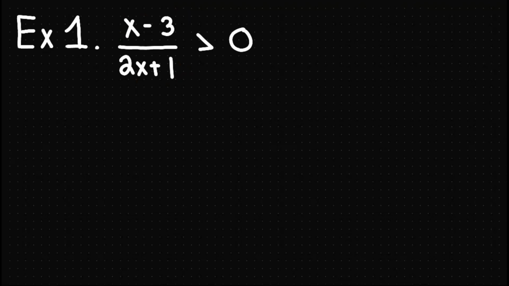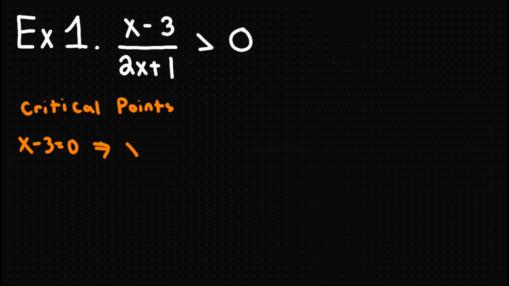So, how do we solve this one? Well, we first get the critical points of x minus 3 and 2x plus 1. For the critical points, we just equate them to 0. So x minus 3 equals 0 will give us, moving negative 3 to the right side, x equals 3.